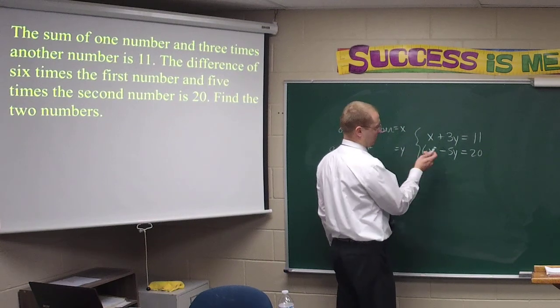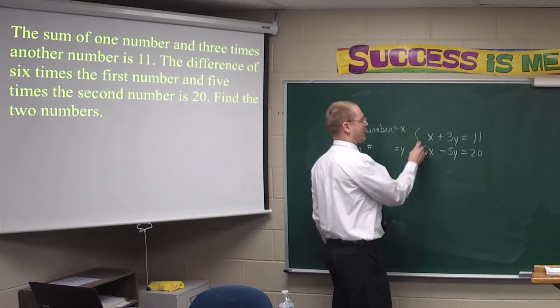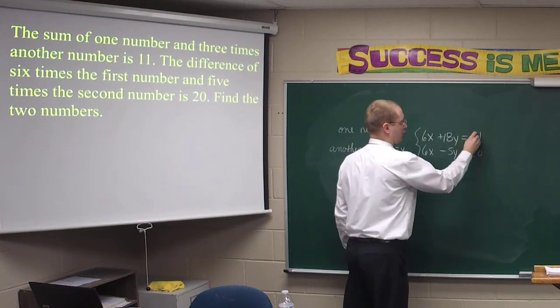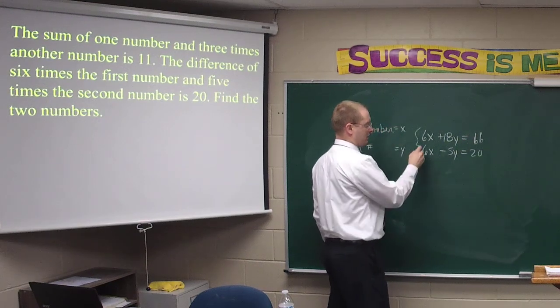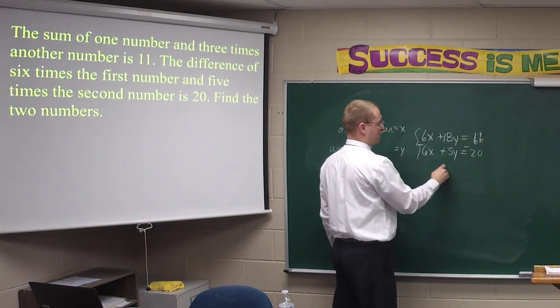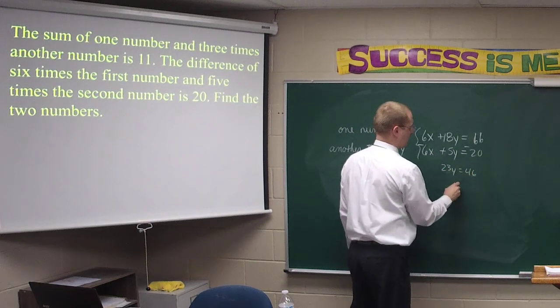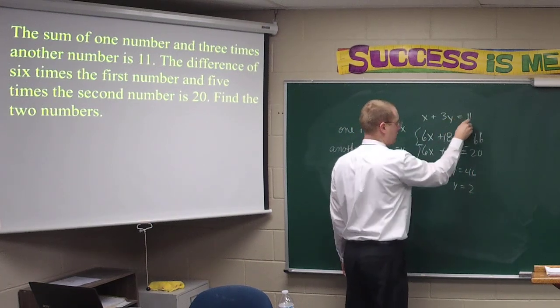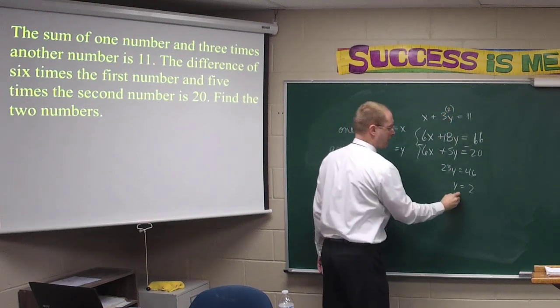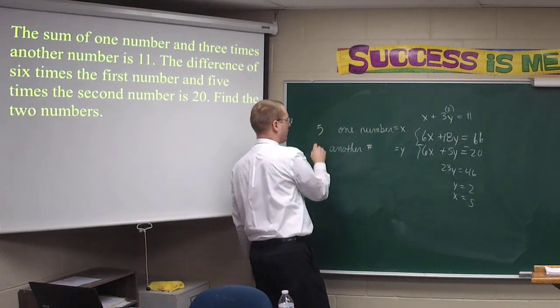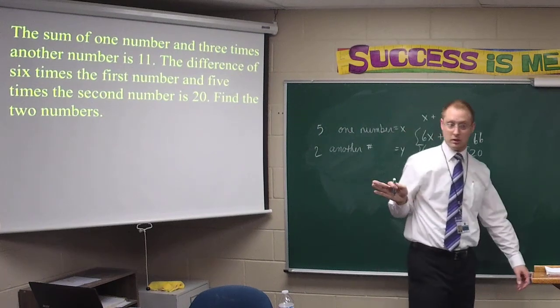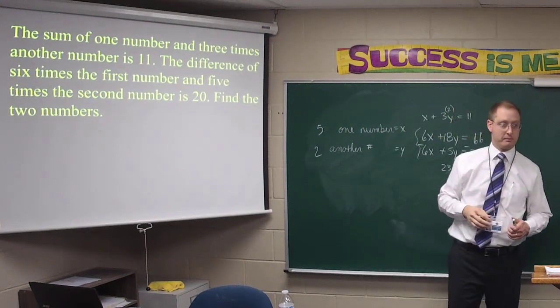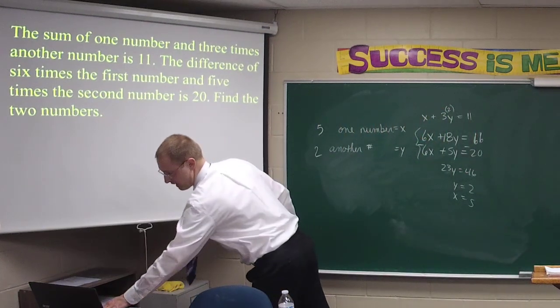Multiply the top by 6 and change the signs. Gives me a 23y equals 46. Y is 2. What was that? X plus 3y equals 11. So x is 5. So 5 and 2 are the numbers. Any questions on that first one? Let's do another one somewhat similar to that one.